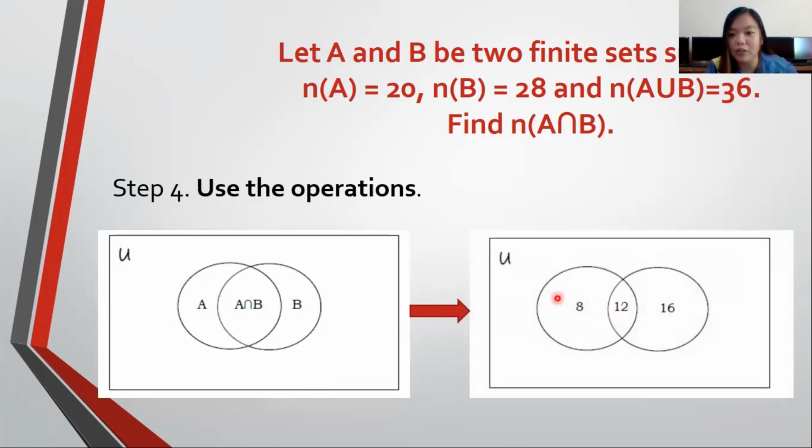Kung nandito yung set A, di ba kung nasa set A, 20, at yung buong circle na to, dapat 20. Meron ng 12 dito. So, ilan na lang ba ang kulang para maging 20 ang set A? So, 20 minus 12, that's 8. Also, on the other hand, set B, sinabi dito na yung set B dapat 28. Meron ng 12 doon. So, ilan na lang ba ang kulang para maging 28? 16 na lang. So, 12 plus 16, 28.